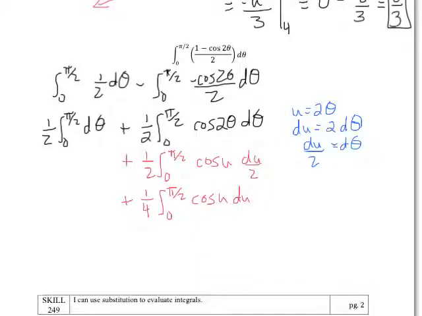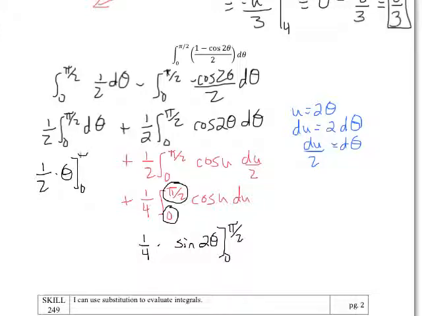And the integral, in truth, since I'm writing it in terms of u, I should replace those values. I just have to keep in mind that in the end I'm going to substitute back. So the antiderivative of cosine is sine. So I have 1/4 times sine of 2 theta evaluated at 0 to pi over 2. Also, we want to take this one down, so we have 1/2 times theta evaluated at 0 pi over 2.